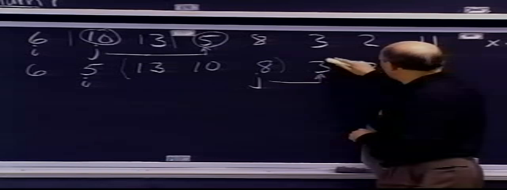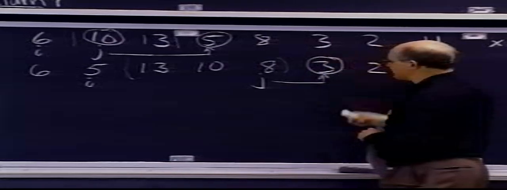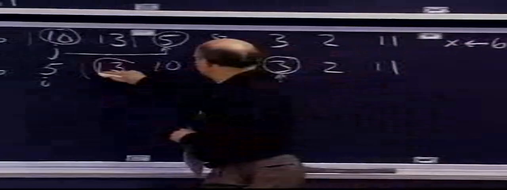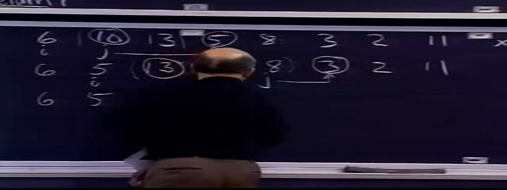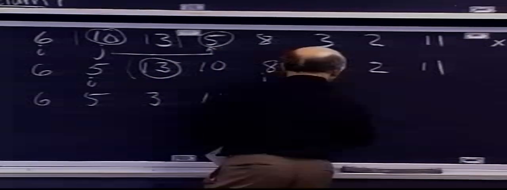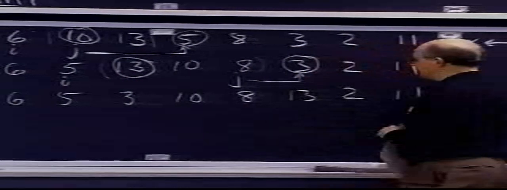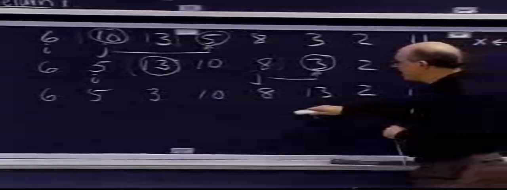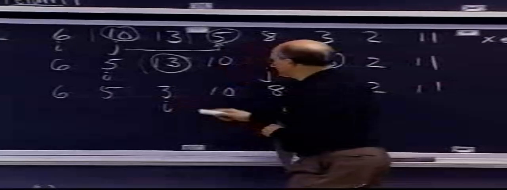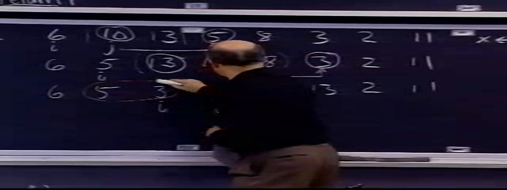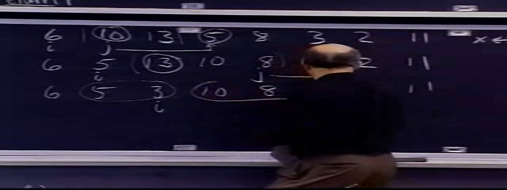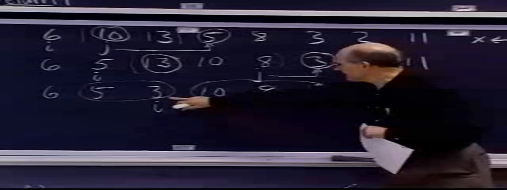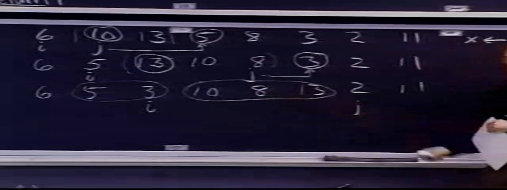Okay? So now what we do is we swap this one with which one? 13. Okay? So we get 6, 5, 3, 10, 8, 13, 2, 11. Okay? And i now is increased to here, so that my two pieces of the subarray at this point are this, and j gets increased to over here, and this. Okay, so you see everything here is less than or equal, everything here is greater than or equal.